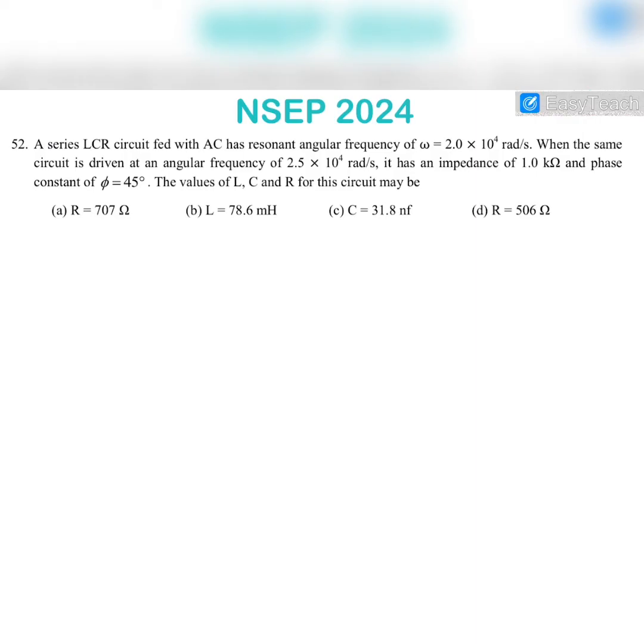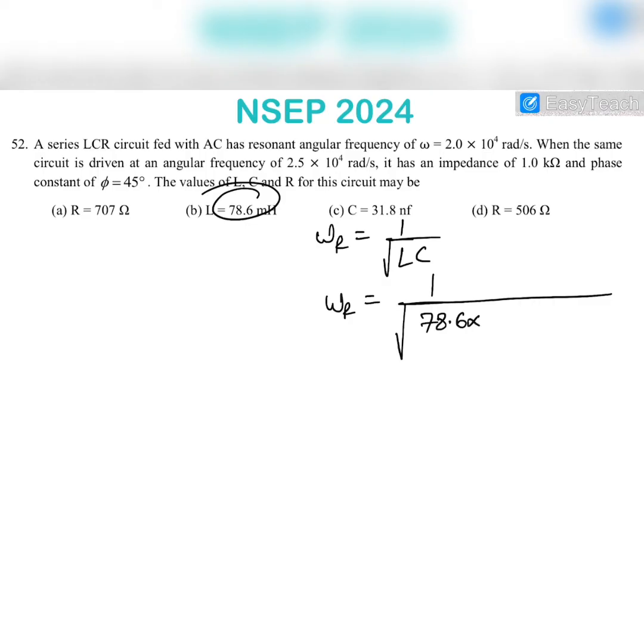So first of all, we know that omega resonance is equal to 1 upon root LC, and omega resonance will be 1 upon under root of L, which is equal to 78.6 into 10 raised to power minus 3, and C is 31.8 into 10 raised to power minus 9. So this omega resonance will be exactly equal to 2 into 10 raised to power 4 radians per second. So we can say that B and C can be the answers.